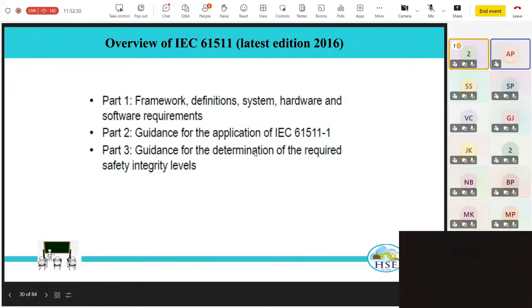safety integrity. So, as you can see, in the previous slide we saw that part 6 talks about these SIL levels and all, and part 3 in IEC 61511 gives you guidance for the determination of the required safety integrity level. Okay.